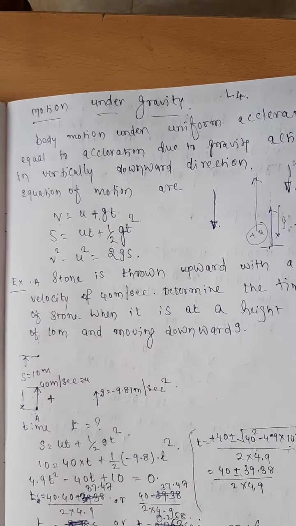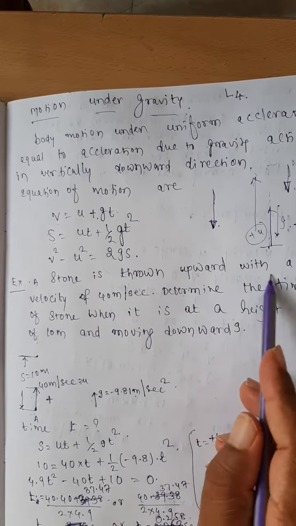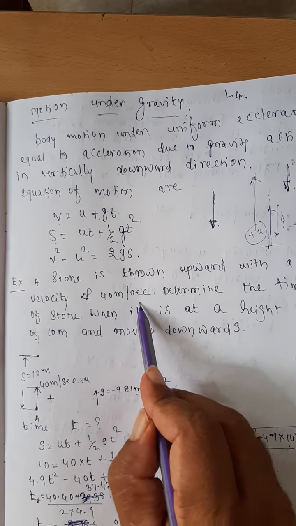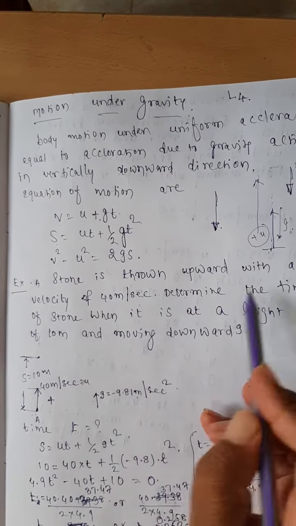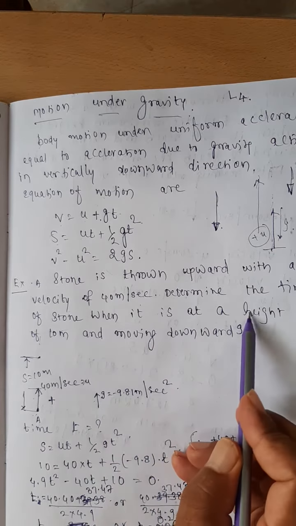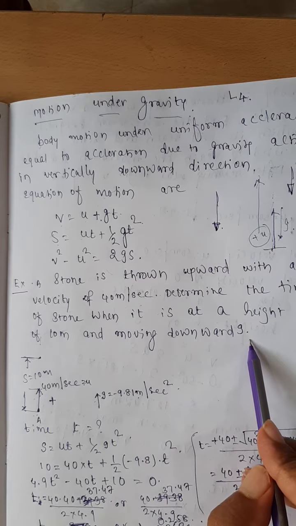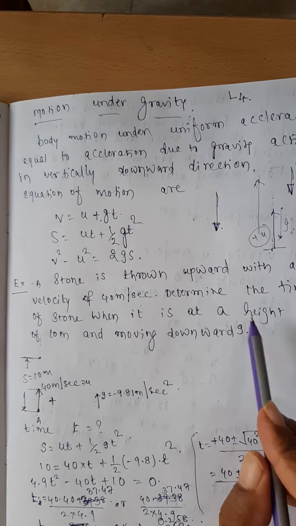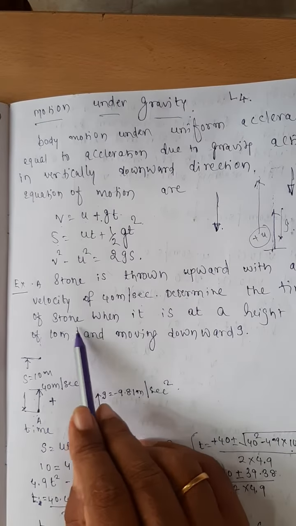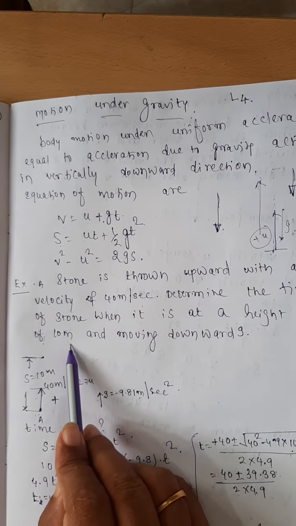So here we are starting with a problem. A stone is thrown upward with a velocity of 40 meter per second. Determine the time of the stone when it is at a height of 10 meter and moving downwards.